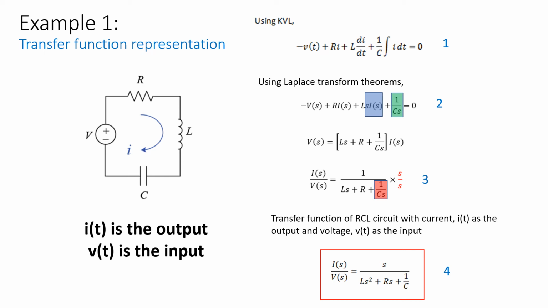Using KVL, we will get equation 1. Then, using Laplace transform, equation 1 is converted into the Laplace domain, as shown in equation 2. The Laplace transform of di/dt, highlighted in blue, is from differentiation theorem item number 7 from table 2, while the Laplace transform of the integration term, highlighted in green, is from item number 10, which is the integration theorem. Then, rearrange the equation to obtain equation 3. To remove s from the denominator of the last term highlighted in red, multiply the top and bottom part with s. Finally, the transfer function of the system is obtained and shown in equation 4.